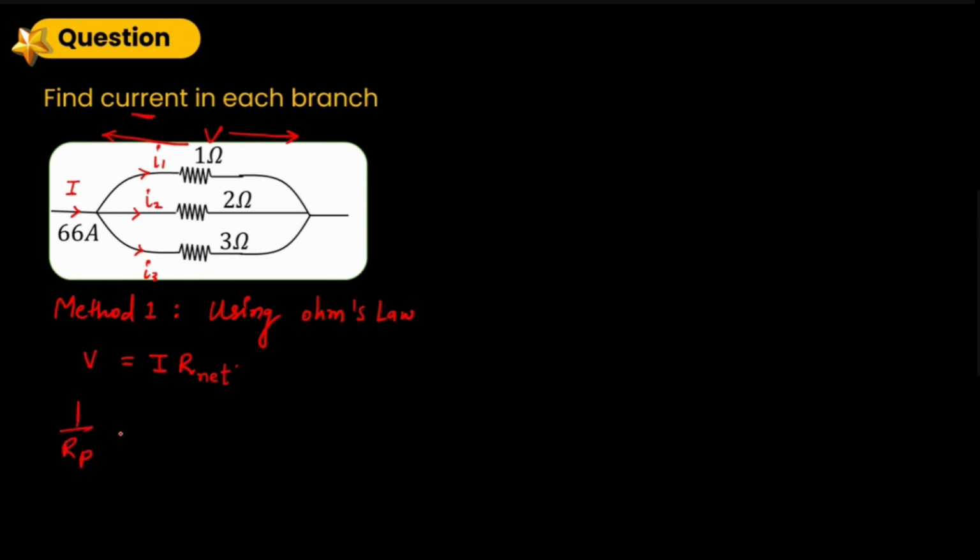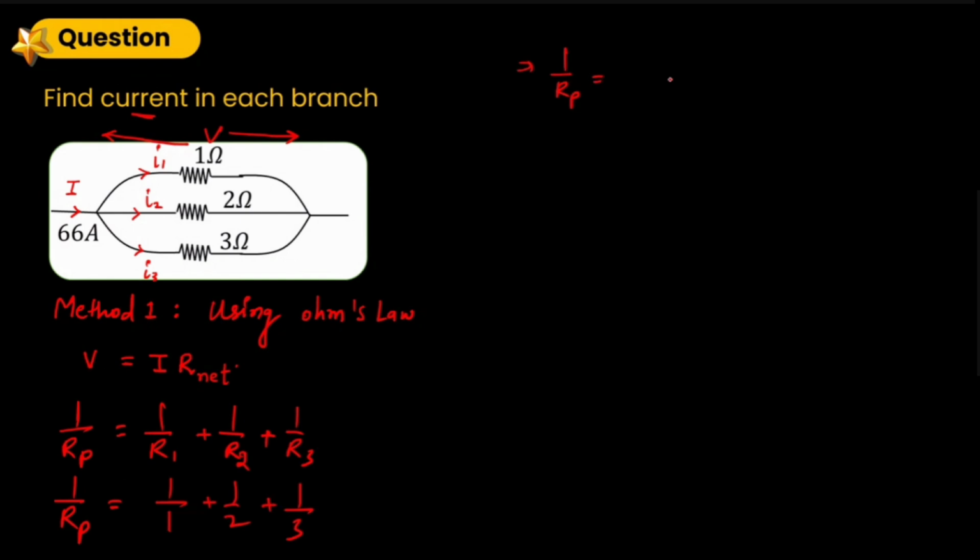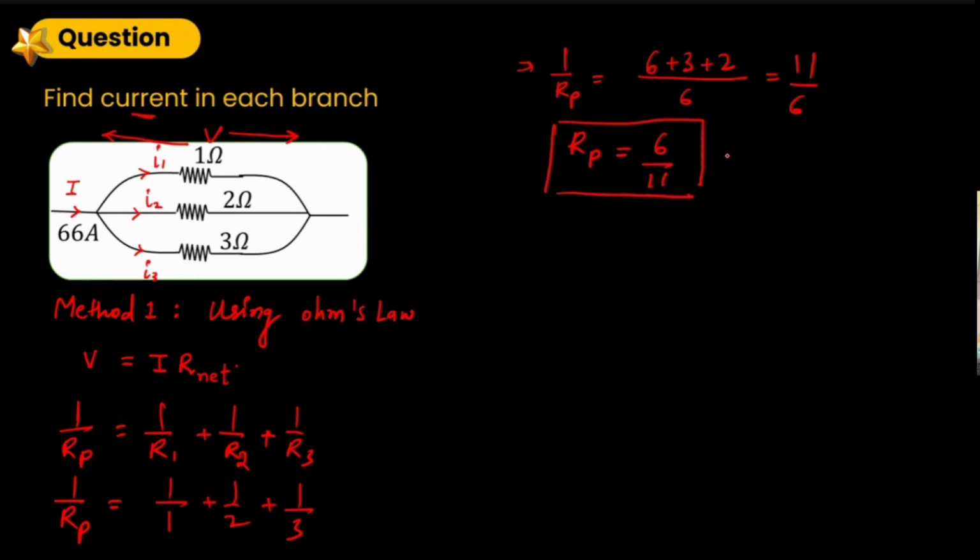We know that to calculate net resistance in a parallel combination, the formula we use is the reciprocal of the sum of reciprocals of the resistors. That gives us 1 by 1 plus 1 by 2 plus 1 by 3. When we solve it, we take 6 as the LCM in the denominator: 6 plus 3 plus 2, which is 11 by 6. So the net resistance in the circuit would be 6 by 11 ohms. Why is it 6 by 11? Because we have to take the reciprocal in order to find the value of net resistance.